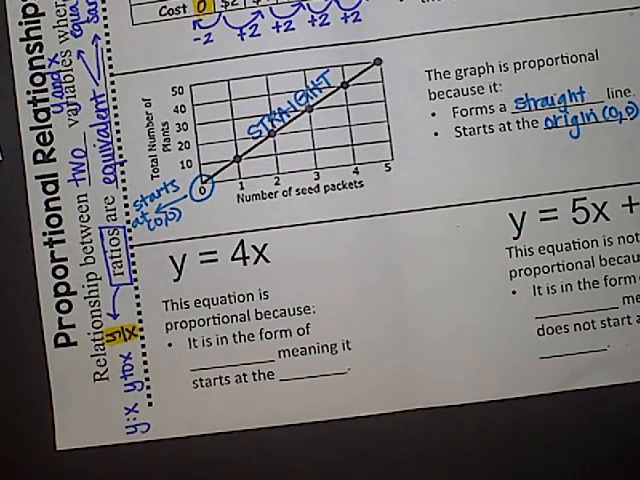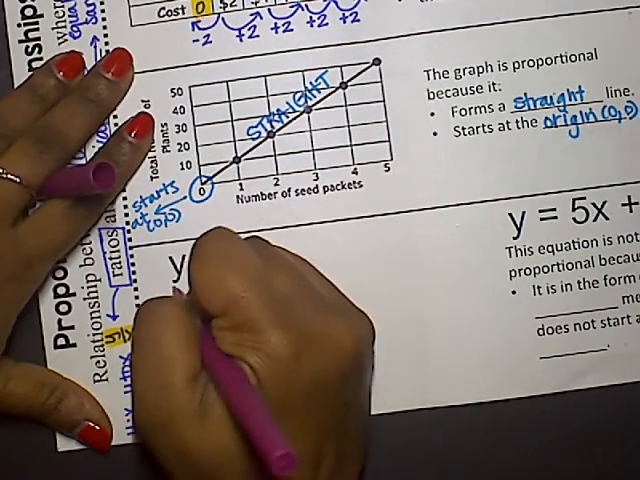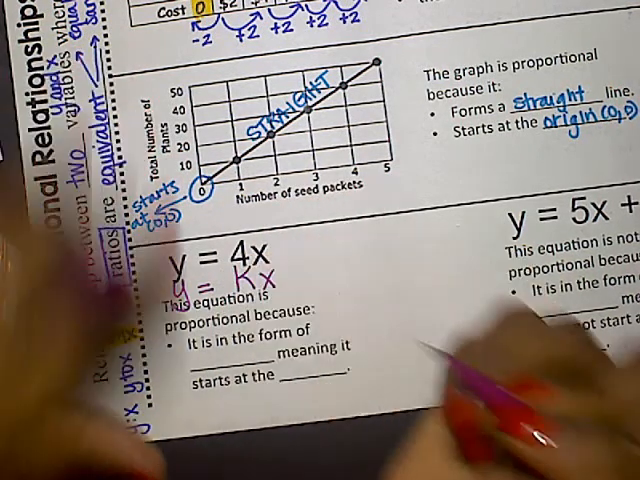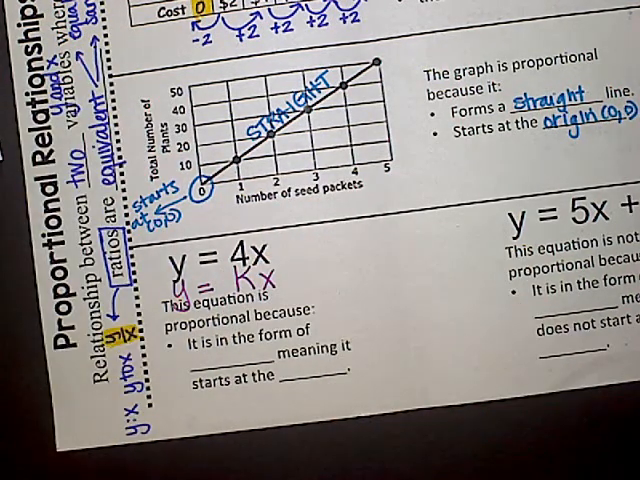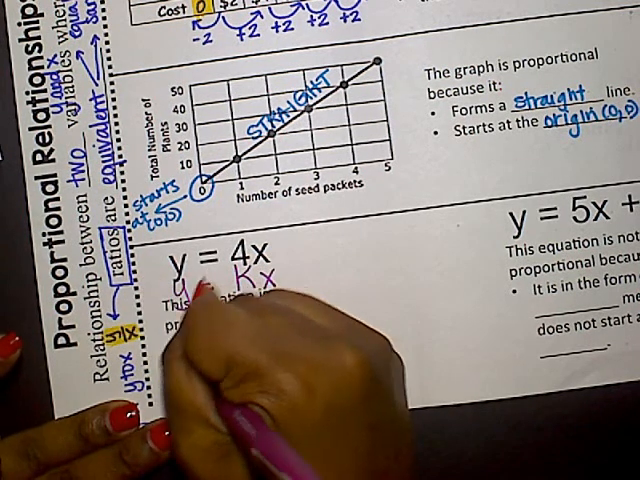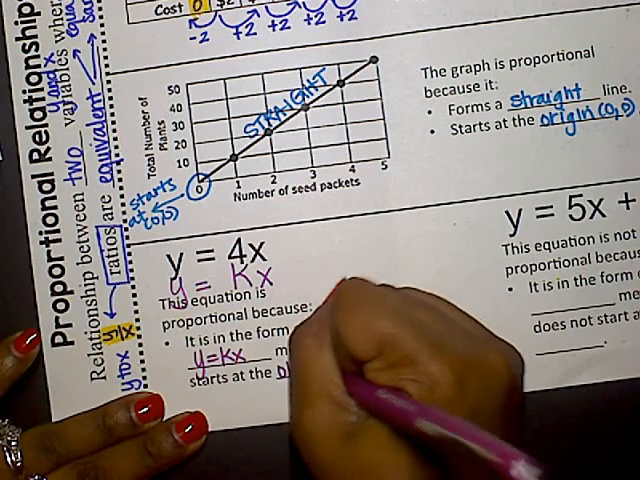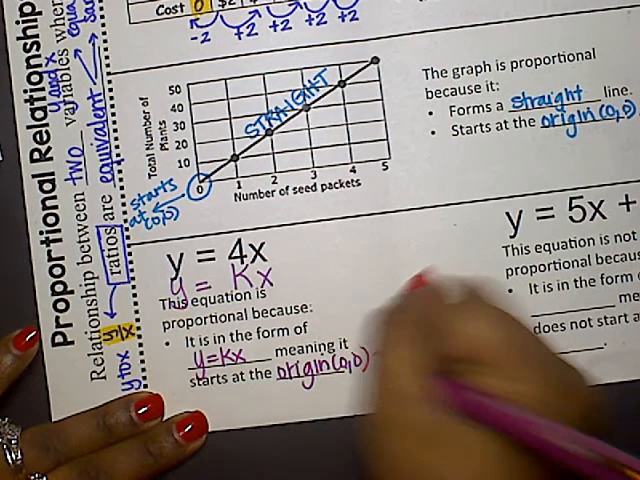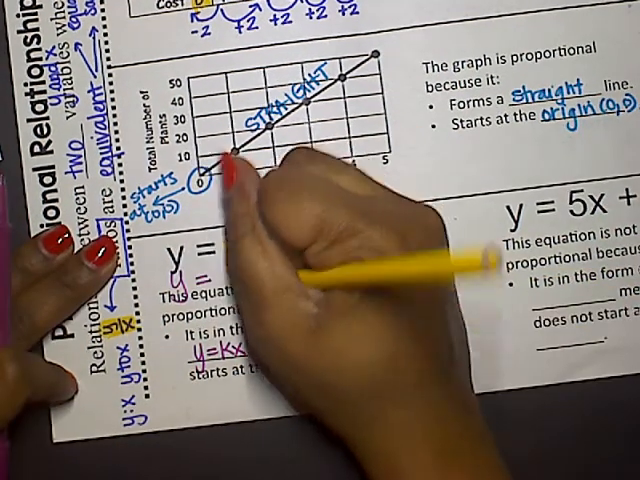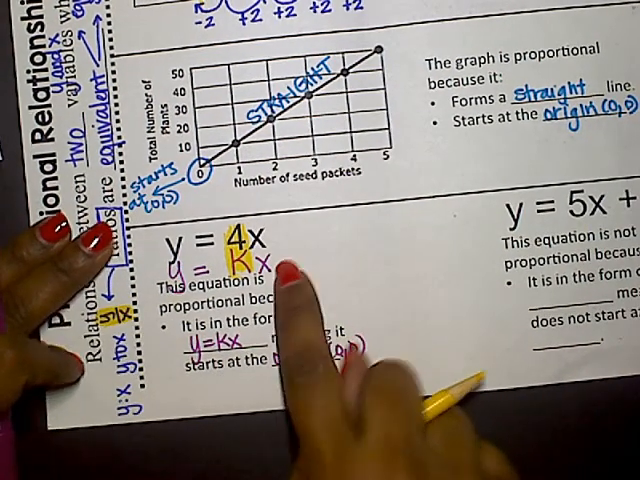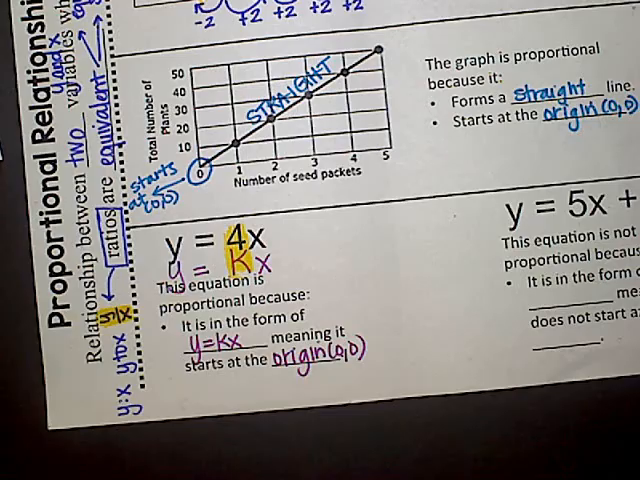And then lastly we have y equals 4x. We know it has to be in the form of y equals kx. And so we know that this is proportional because it's in the form of y equals kx. And which means it starts at the origin. Okay? So again, we don't have any pluses or minuses hanging there. It's just a number attached to x, and that's what we want.